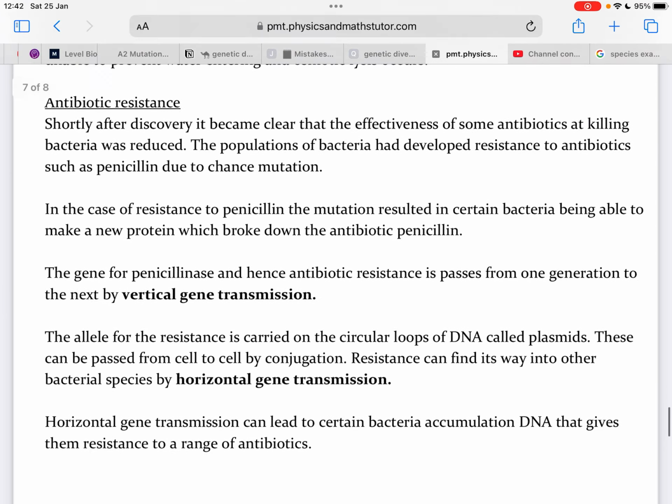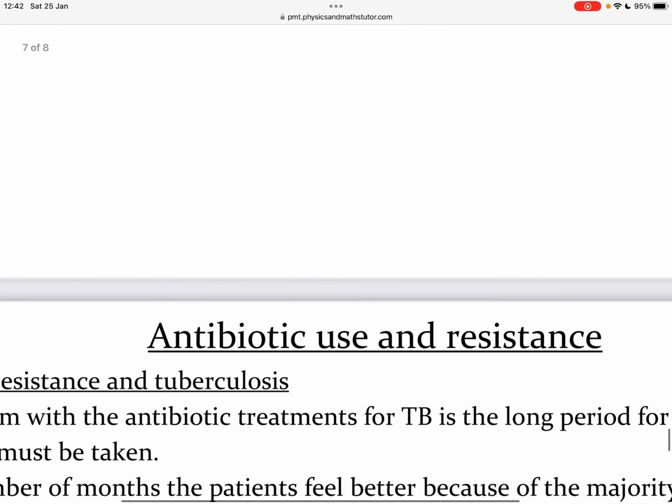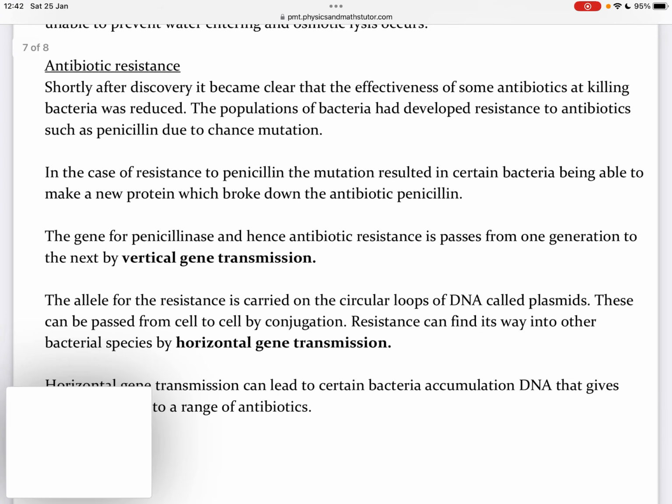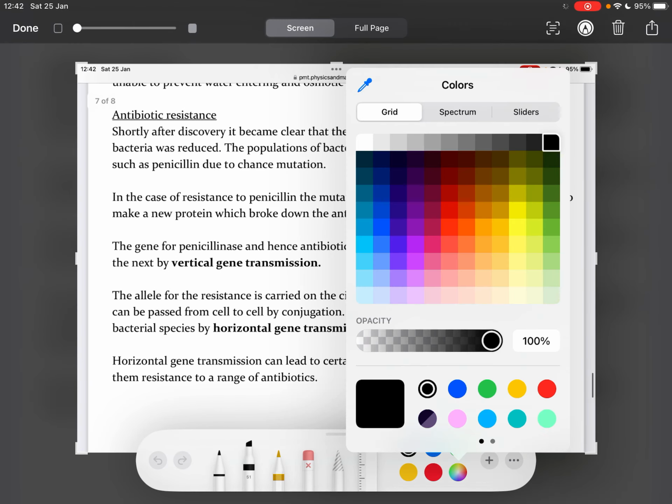What about antibiotic resistance? We're going to also talk about it here, antibiotic use and resistance. So it's not only this part, do not worry. Antibiotic resistance.